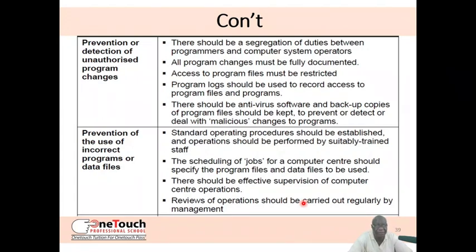Then prevention or detection of unauthorized program changes. There should be a procedure for changing, but in case somebody wants to do it anyway, there should be prevention. There should be a segregation of duties between programmers and computer systems operators. All program changes must be fully documented. Access to program files must be restricted, so you can't just go to any program file and start using it. All these things are preventive measures.